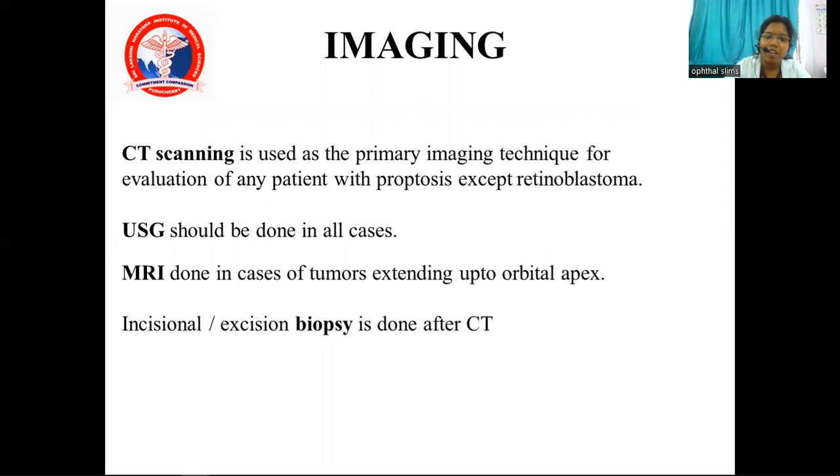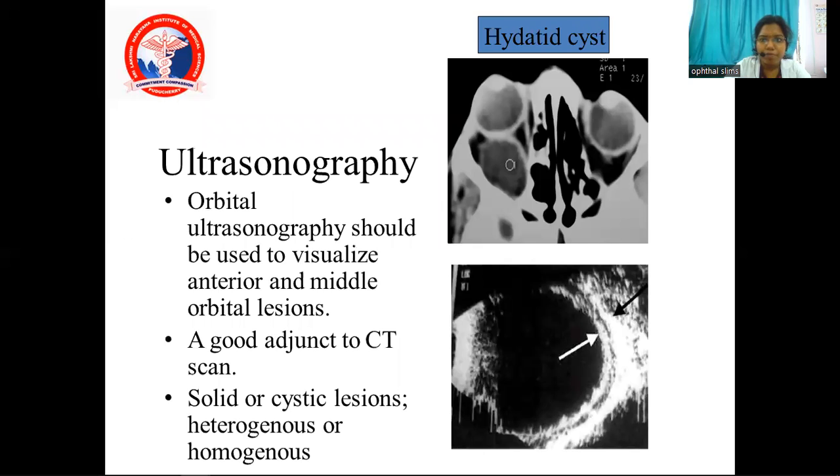Imaging. CT scanning is used as the primary imaging technique for evaluation of any patient with proptosis except retinoblastoma, and USG should be done in all cases. MRI is done in case of tumors extending up to the orbital apex. Incisional or excisional biopsy is done after CT. Ultrasonography. Orbital ultrasonography should be used to visualize anterior and middle orbital lesions. A good check, adjunct to CT scan. Solid or cystic lesions, heterogeneous or homogeneous.